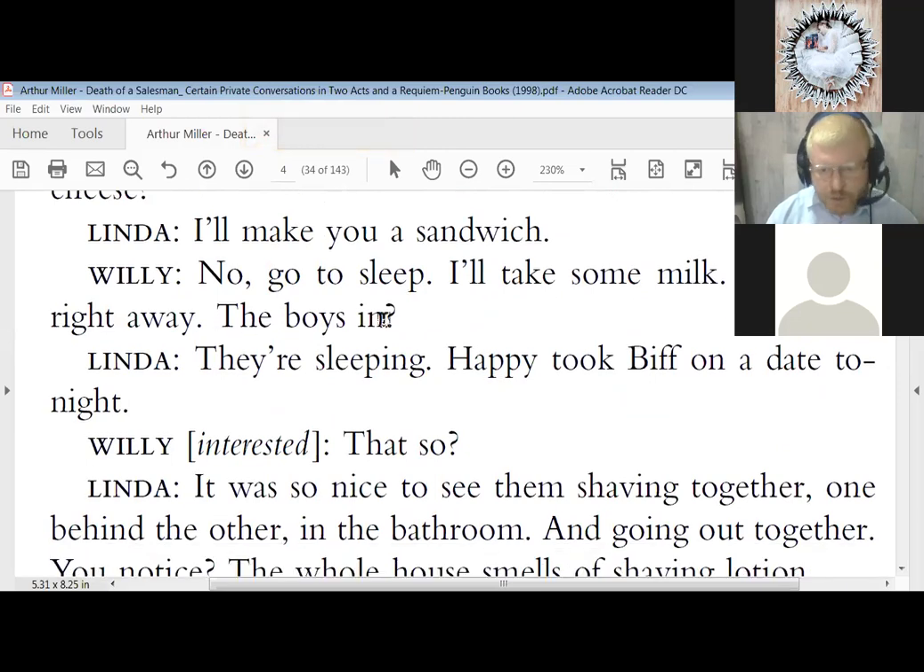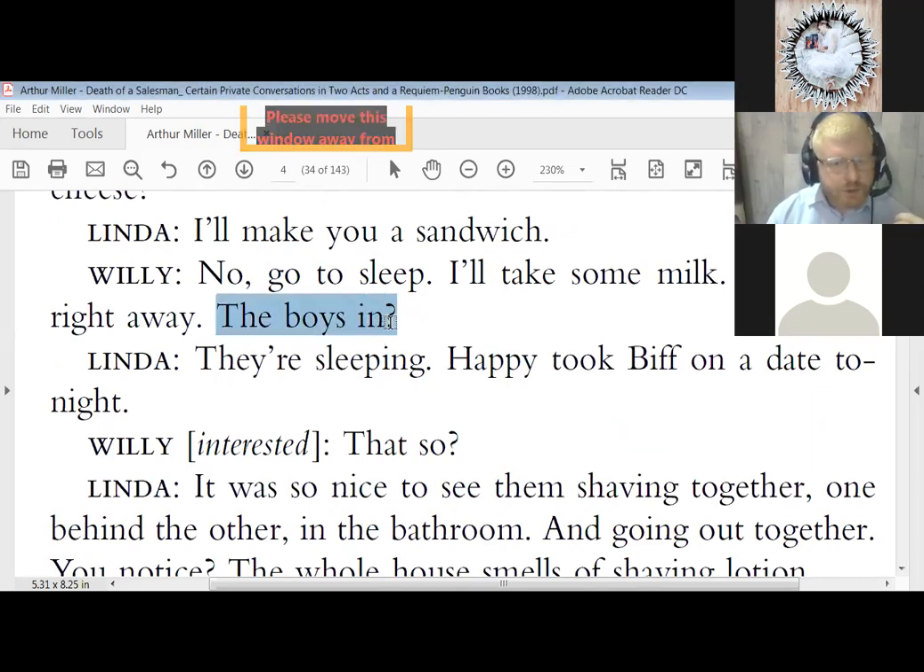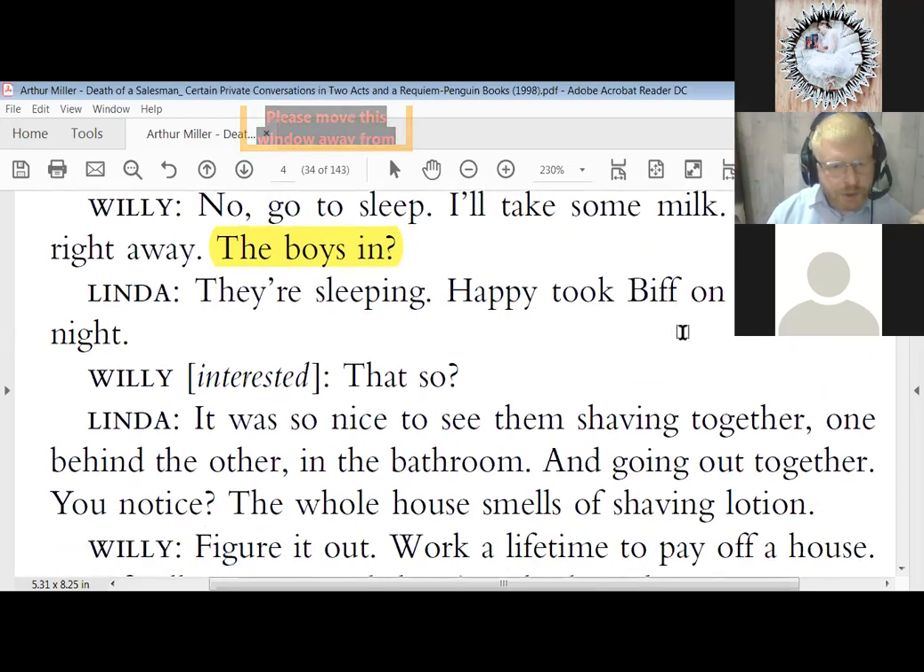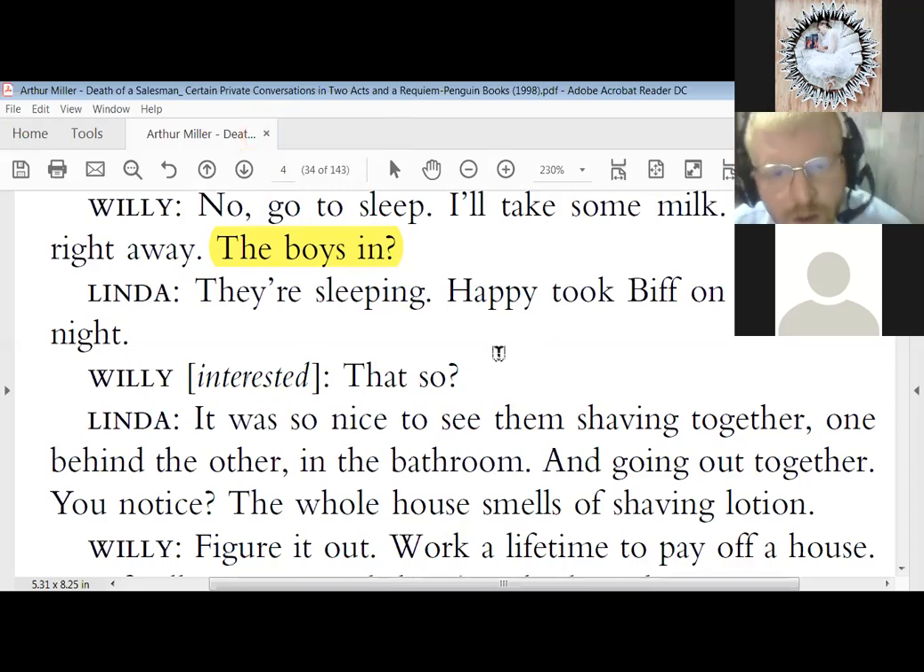The boys' in. He was talking about himself. He's talking about his business, his difficulties, health difficulties, mental health difficulties, his relationship to the company, and now he tends to speak about the boys. The boys are in, yes, they are sleeping. Linda is saying, okay.